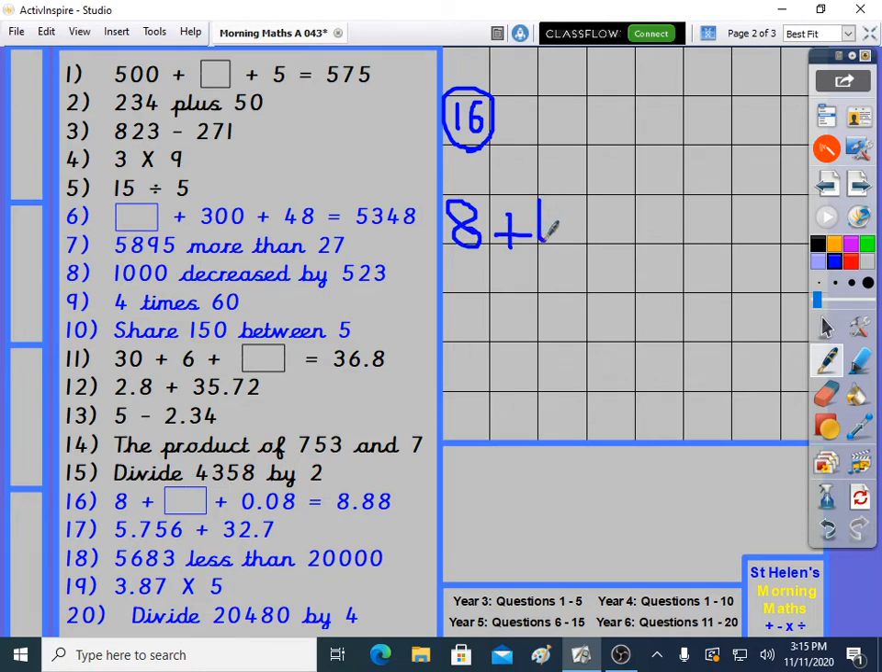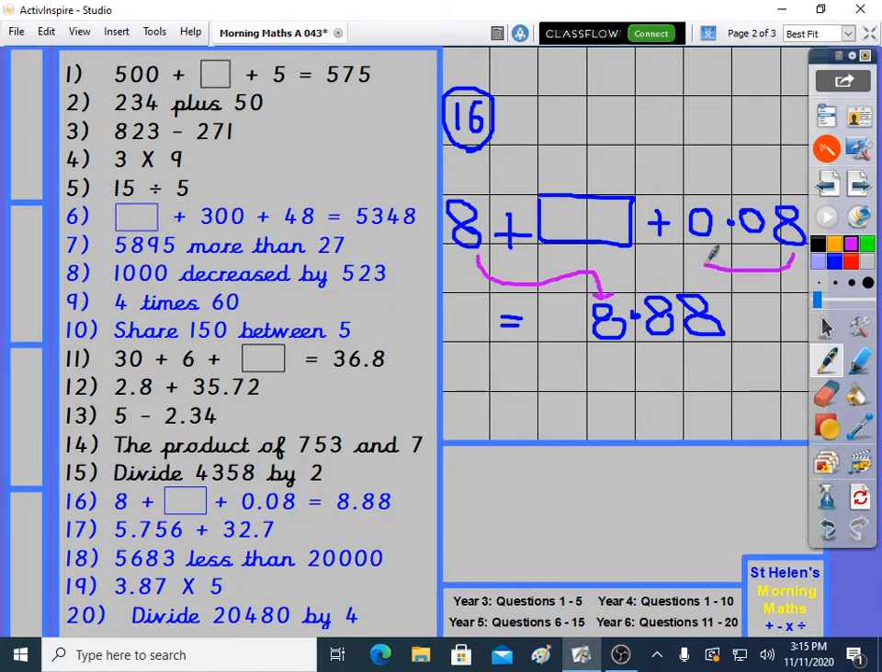8 plus a mystery plus 0.08. So at the moment we have 8, which could go there. 8.08, that's what we have. But we're supposed to have 8.88. So the 8 units is there. 0.08, that's that 800ths there. But this is missing, 0.8. 0.8 is missing. We usually write 0.8 for that.